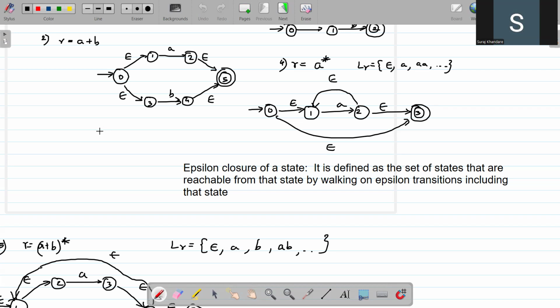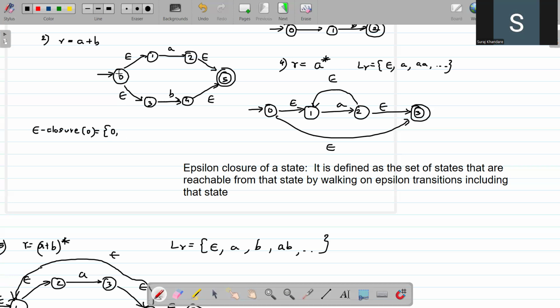So, the set of states that are reachable by walking on epsilon transitions. We'll see an example, like R is equal to A plus B. Here, suppose we want to check epsilon closure of 0. So epsilon closure of 0 is the set of all states that are reachable from 0 on epsilon transition, including the state. So 0 is included first.